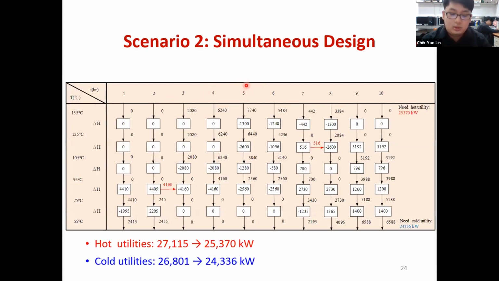Simultaneous design considers more chance of heat exchange, so the result of heat integration should be better than scenario 1. Due to T1 arranged to period 1, period 2 could provide more heat to period 3. So hot utility demand reduced to 25,370 kilowatt, and cold utility reduced to 24,336 kilowatt.